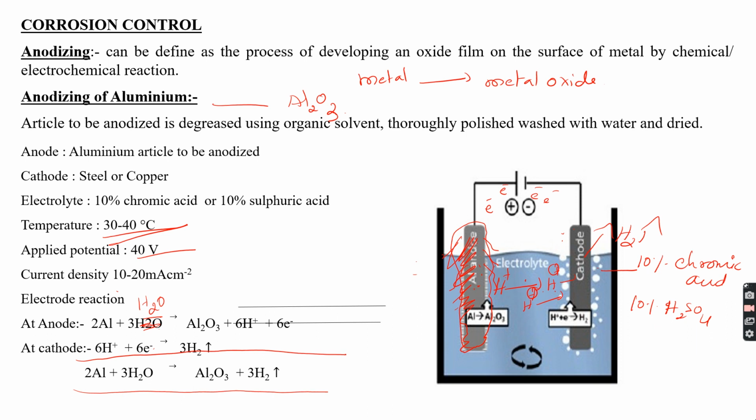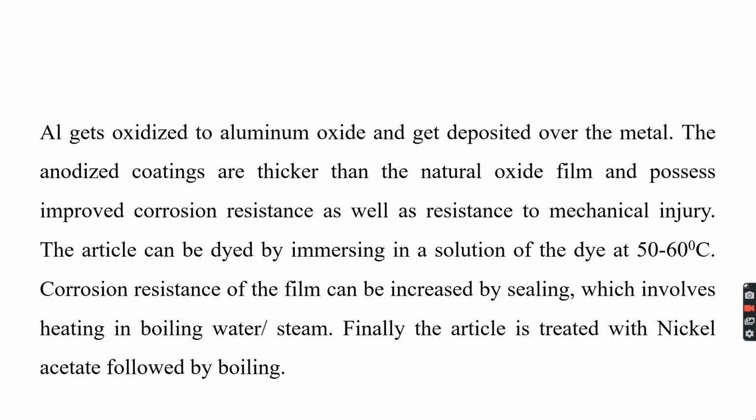The article can be dyed by immersing in a solution of dye stuff at 50 to 60 degrees Celsius, and further the corrosion resistance can be increased by a method called sealing, which involves heating in boiling water. Finally, the article is treated with nickel acetate. So if you want a colored aluminium layer, you can introduce a dye at 50 to 60 degrees Celsius, and you may enhance the corrosion resistance. This is one method of protecting.